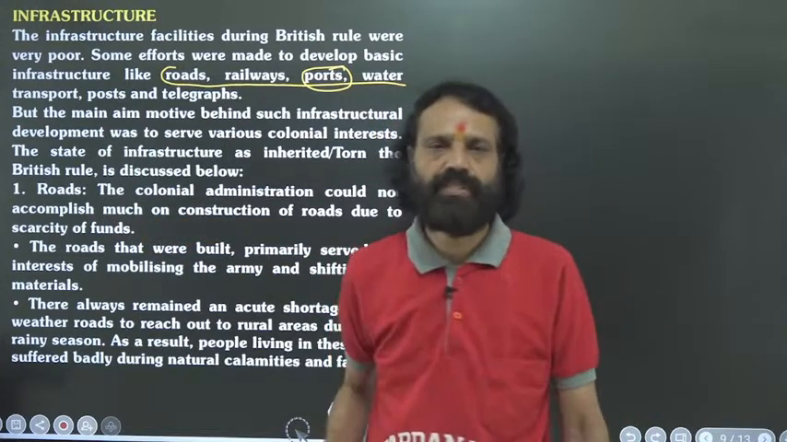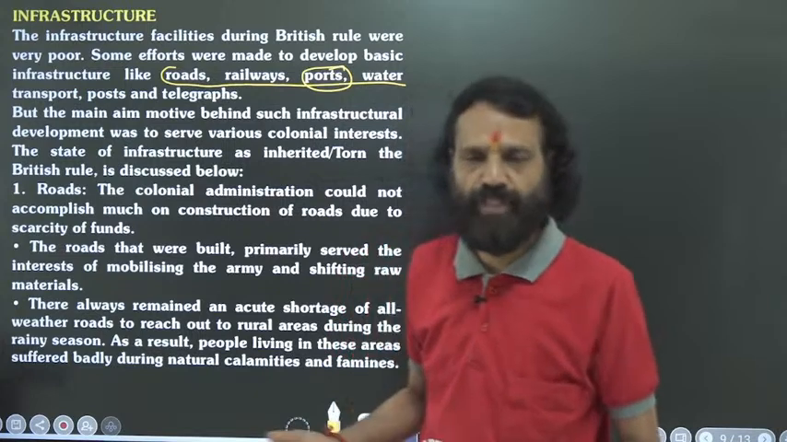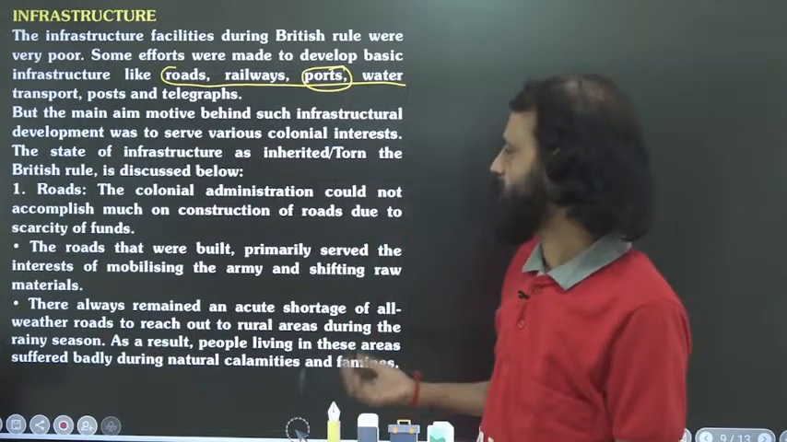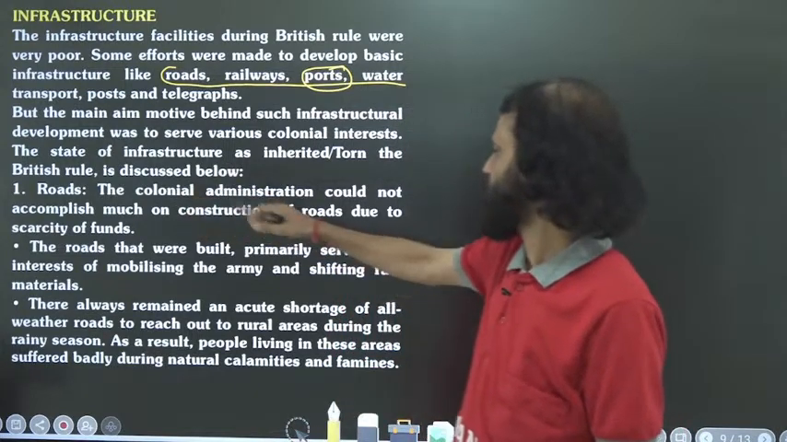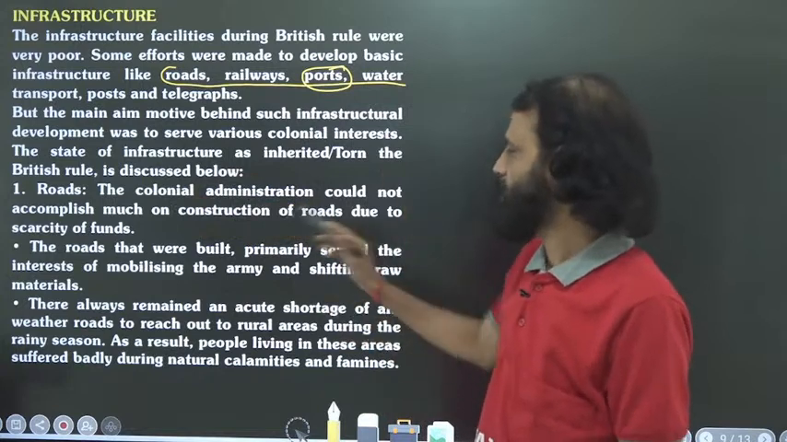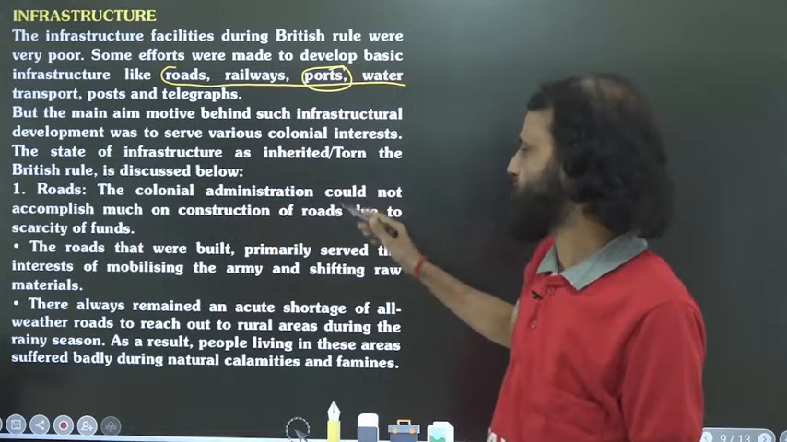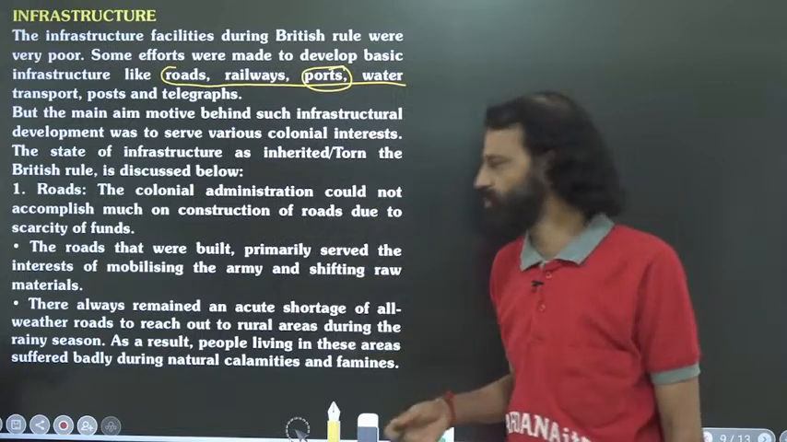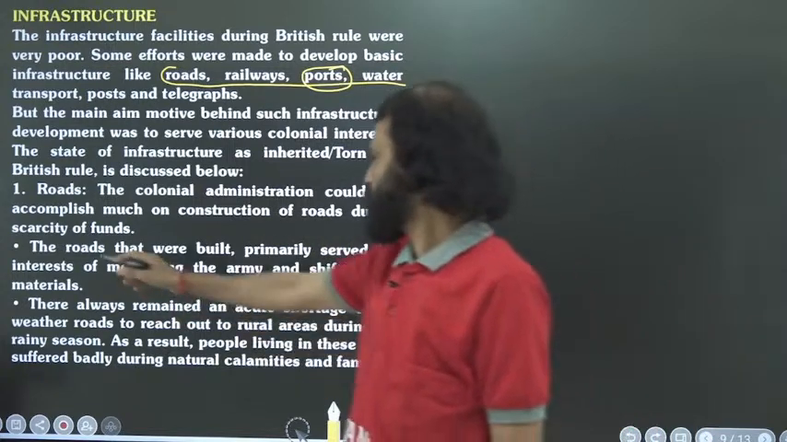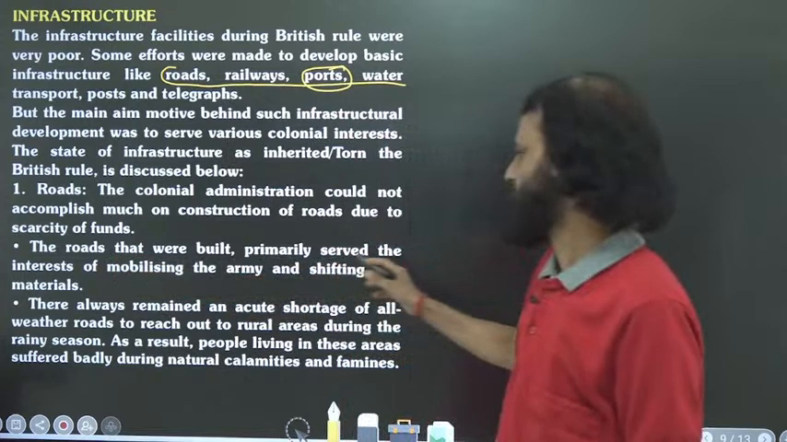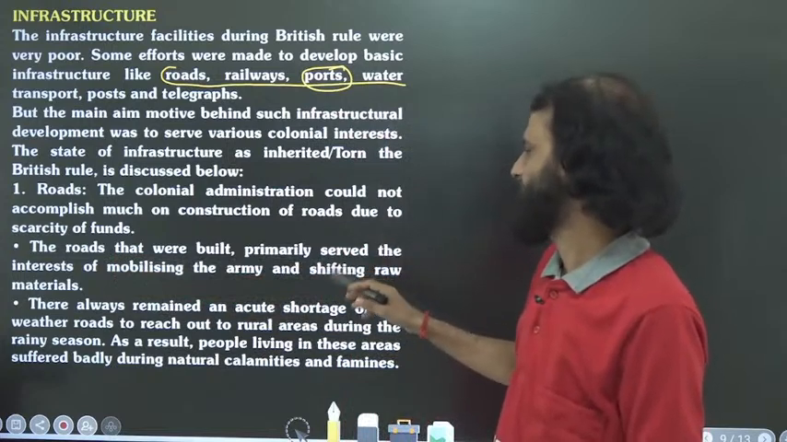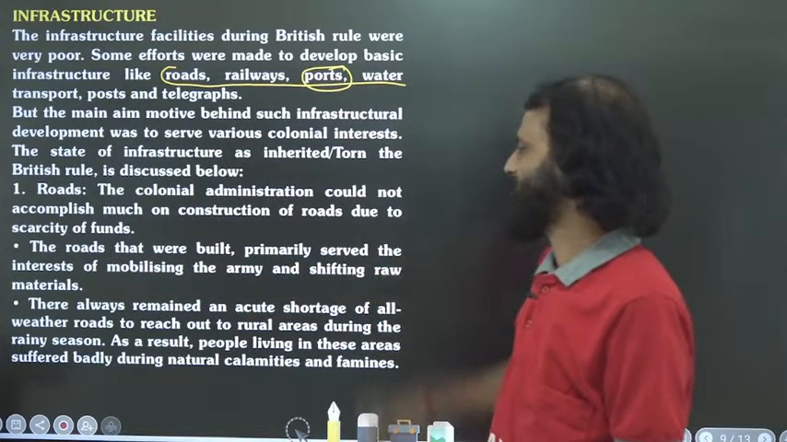Only the main roads, some chief main roads they developed. The colonial administration could not accomplish much on construction of roads due to the scarcity of funds. The roads that were built primarily served the interest of mobilizing the army and shifting raw materials.